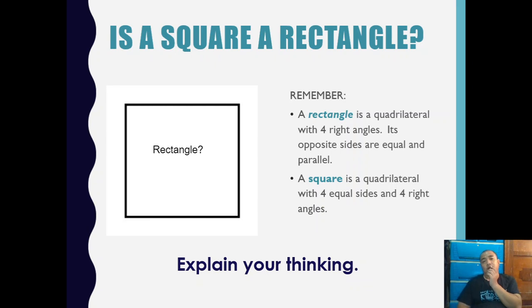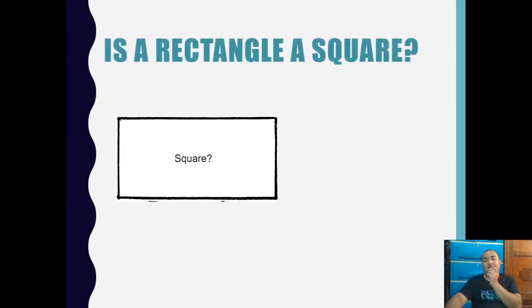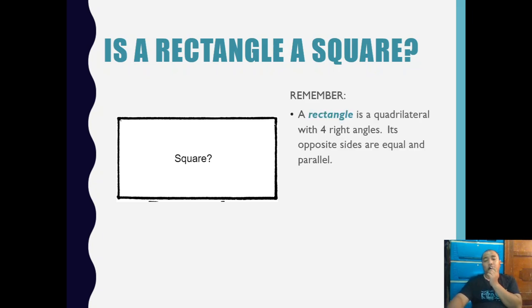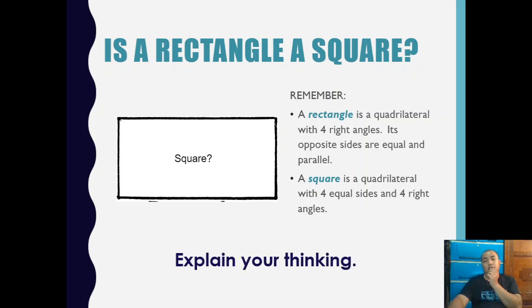So, what do you think? Is a square a rectangle? Okay, you can share your answer. You can send your answer to the messenger. Is it a rectangle or a square? Ito naman. Remember, a rectangle is a quadrilateral with four right angles. Its opposite sides are equal and parallel. A square is a quadrilateral with four equal sides and four right angles. So, which is which? Is a square a rectangle, or is a rectangle a square? Explain your thinking. You can send your answers in the messenger.